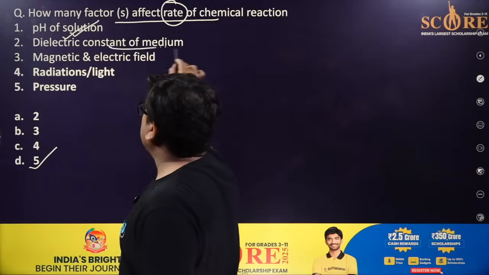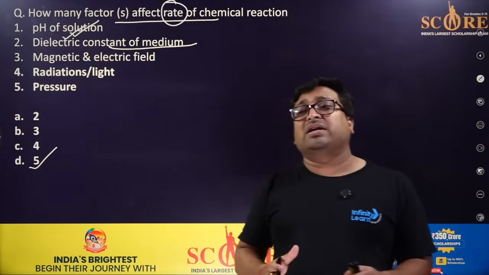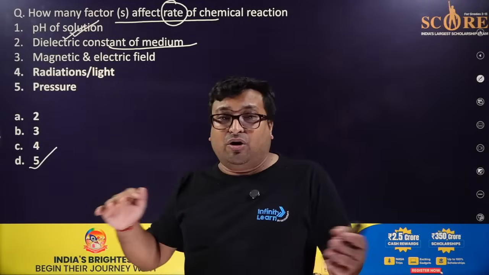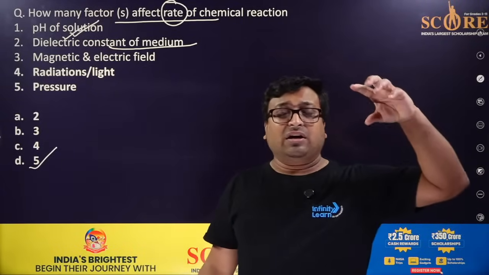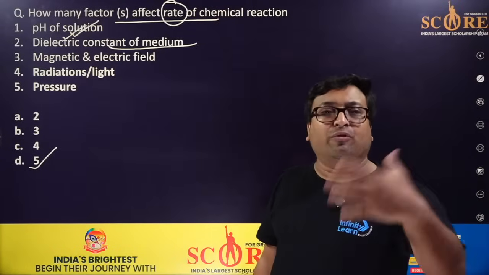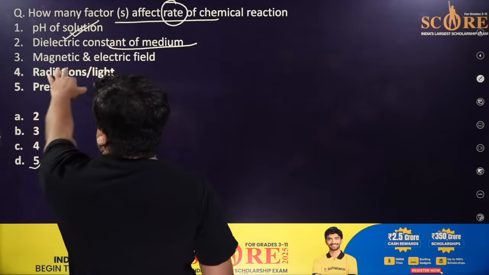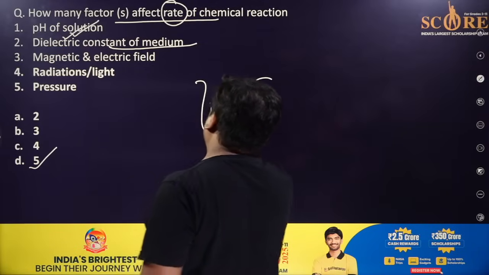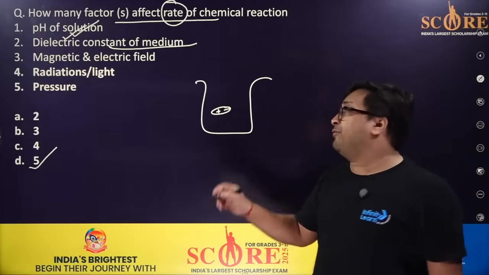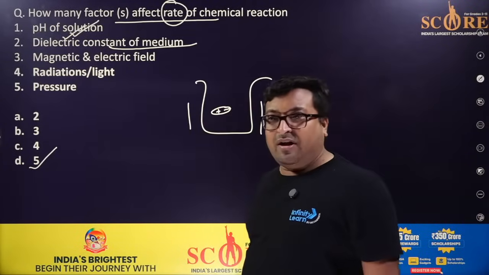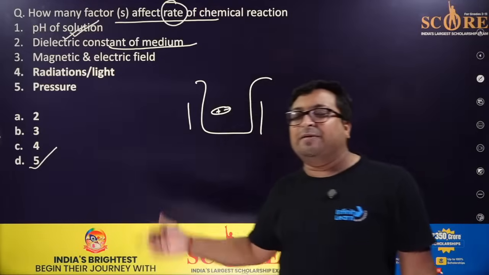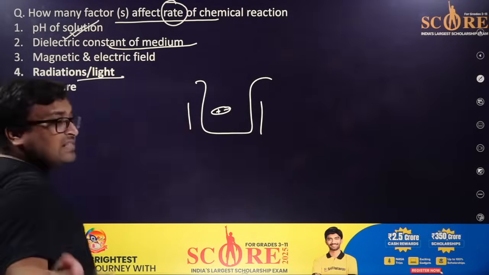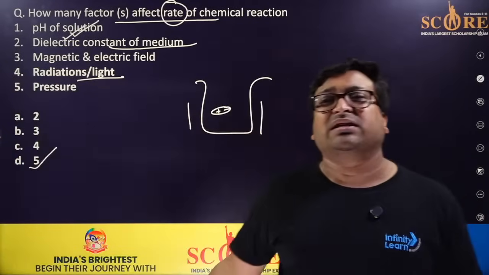Next, you guys are good in physics, so dielectric constant. If the dielectric constant is high, ionic reaction rates will be high, because the higher the dielectric constant, the more easily ions will break, so the rate of reaction will be higher. Magnetic and electric field: suppose there is a chemical reaction and the species are polar or ionic. If you apply an electric field and magnetic field, of course their speed will increase, so this factor will also affect these things. Radiation, yes, photolysis kind of reactions, halogenations, a lot of things.